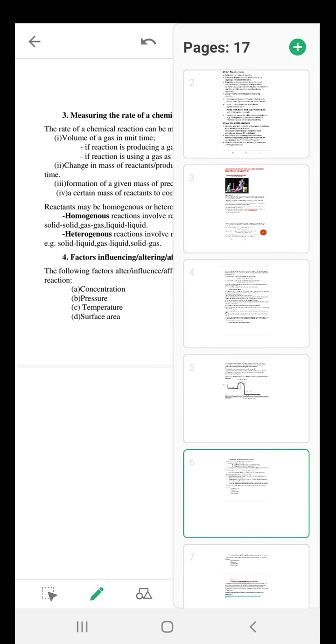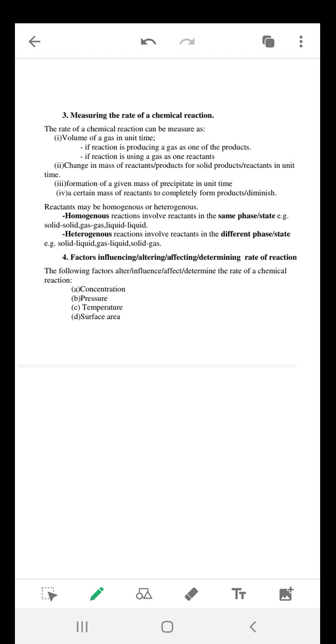Then from there we looked at factors influencing the rate of reaction. We said these are the factors that determine the rate of reaction. We talked of 5 factors. Do you remember the 5 factors? Name them. Good. So the 5 factors are concentration, pressure, temperature, surface area, and a catalyst.